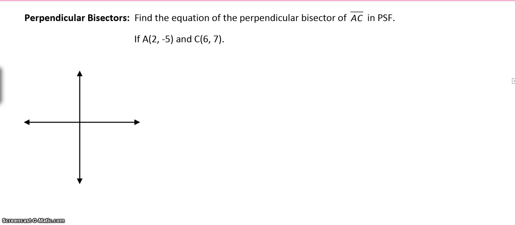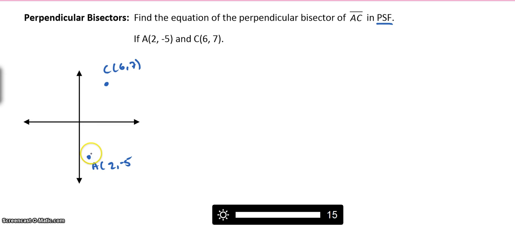It says, find the equation of the perpendicular bisector of AC in PSF. Remember, point slope form from yesterday. And if A is (2, -5) and C is (6, 7). So we have this XY axis just to give us a sense of where everything's located. So A would be down here, about (2, -5), and C would be (6, 7), so about up here. Again, it's more important we know what to do with it, but it's nice to have a frame of reference. And that's not a nice straight line. Neither is that, but we'll go with it.